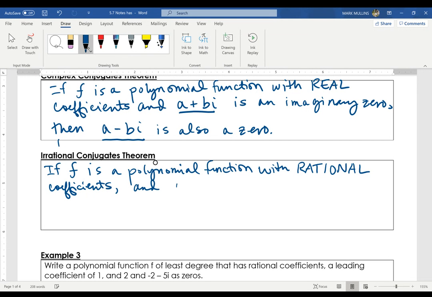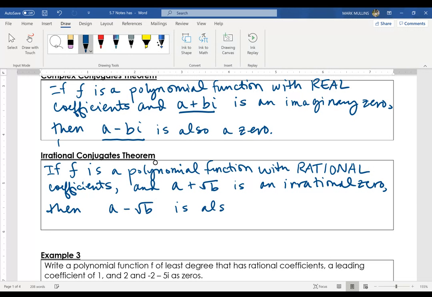And a plus the square root of b is an irrational zero. And you might be guessing where this is going to go. Then a minus the square root of b is also a zero.